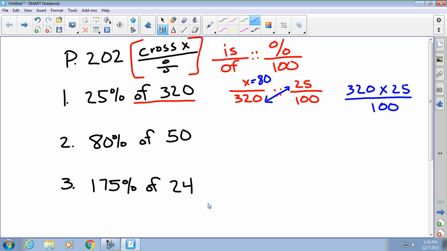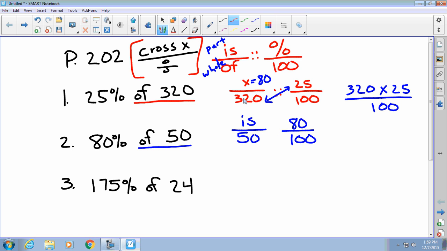All right, let's try another one. 80% goes over 100. Again, the key here, of 50, because of is our of number, of goes on the bottom. Now, 2 other ways you can determine is and of. Is usually your part number, and of is usually your whole number. So is over of is the same as percent over 100.